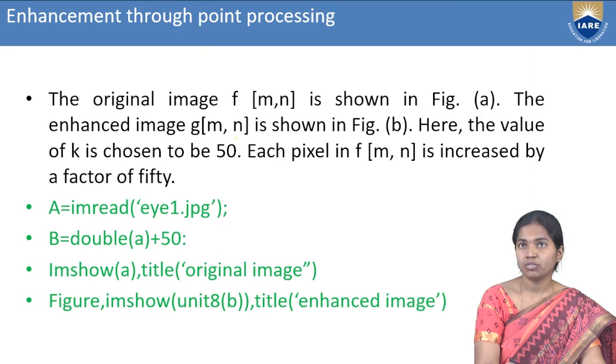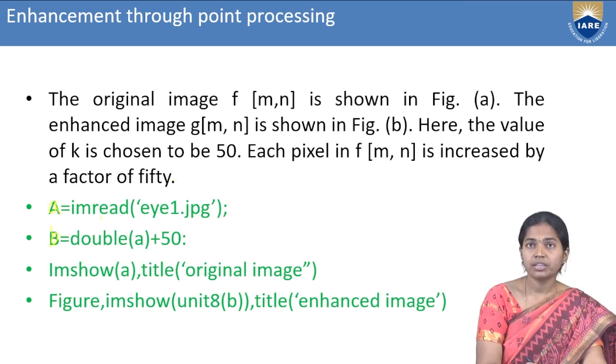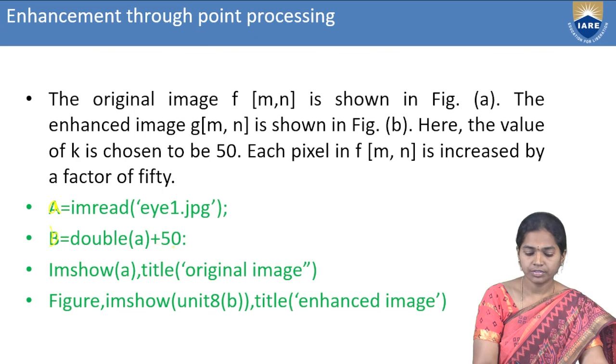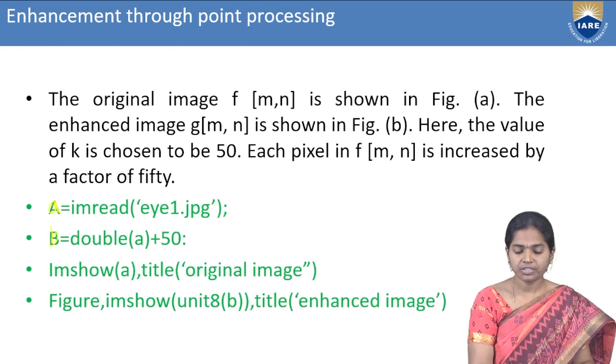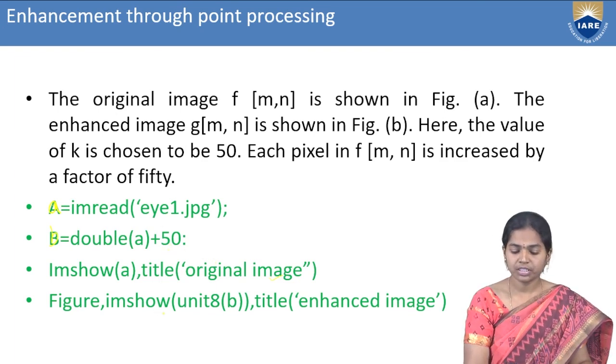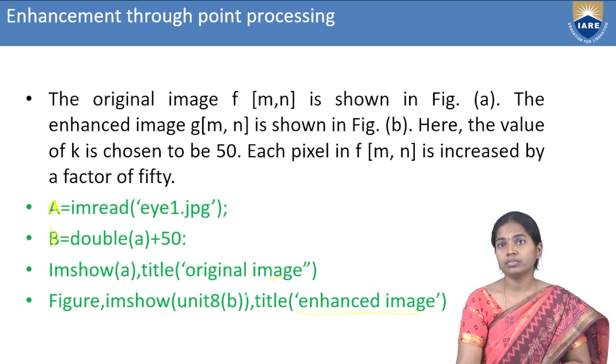The enhanced image is g of m comma n. Here the value of k is chosen as 50, so each and every pixel in f of m comma n is increased by a factor of 50. In the code, the image is A in JPEG format, and we add the constant value 50. The title of the input is original image, and the resultant image, where each pixel has 50 added, has the title enhanced image. So this is the MATLAB code to increase the brightness of the image.